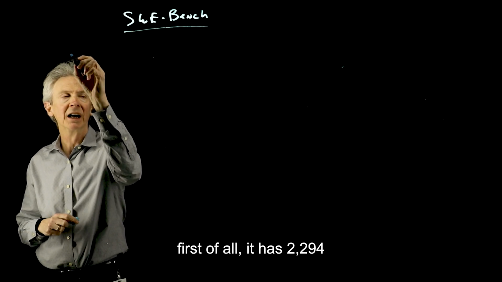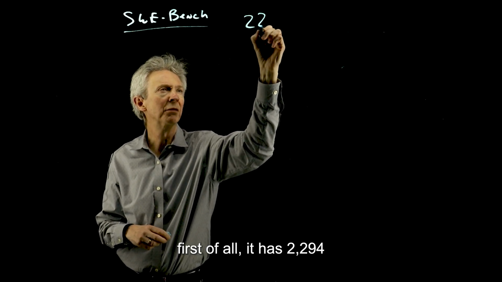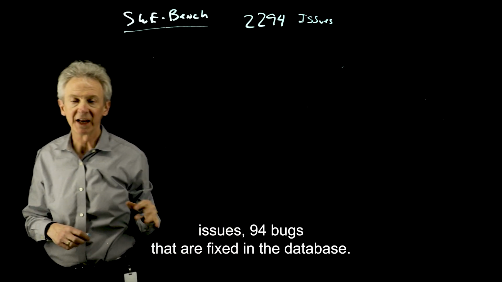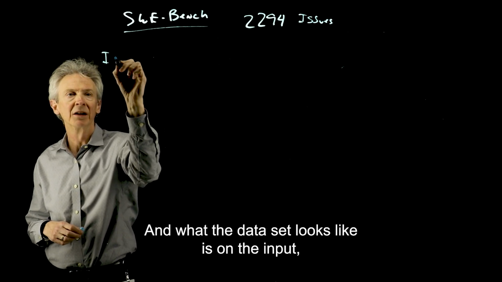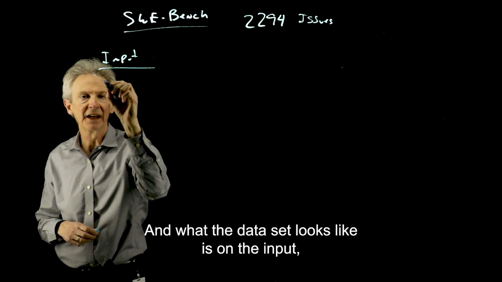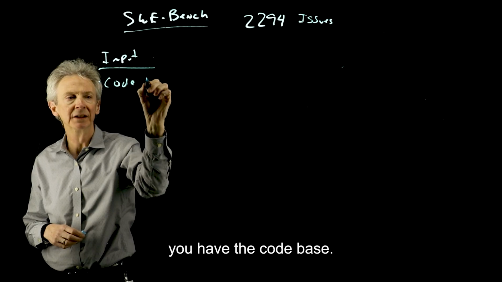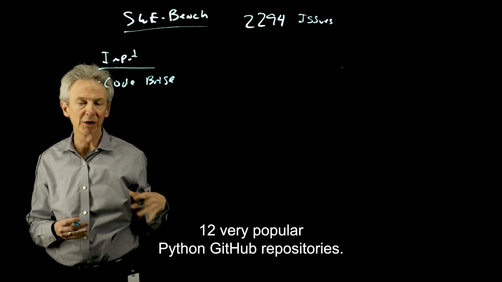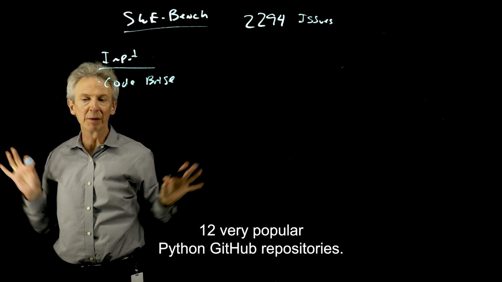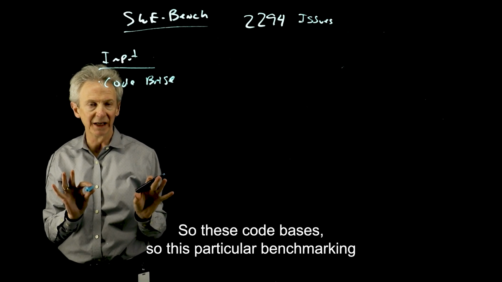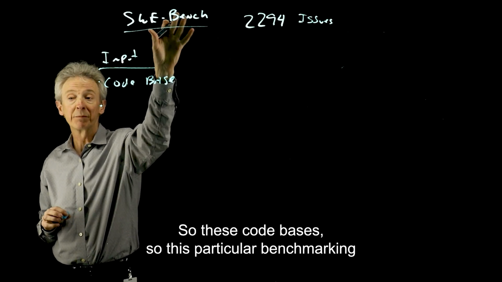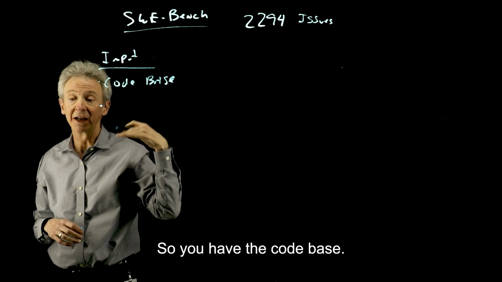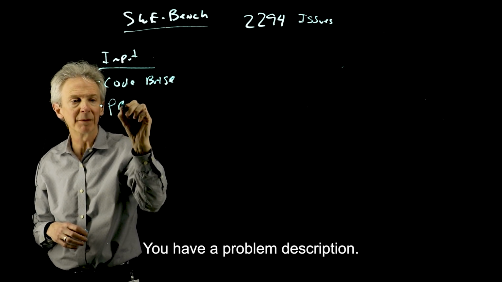First of all, it has 2,294 issues, bugs that are fixed in this database. And what the data set looks like is on the input, you have the code base. All these code bases are Python code bases, 12 very popular Python GitHub repositories. So this particular benchmarking data set focuses on one language, but the ideas can expand to others. So you have the code base, you have a problem description.